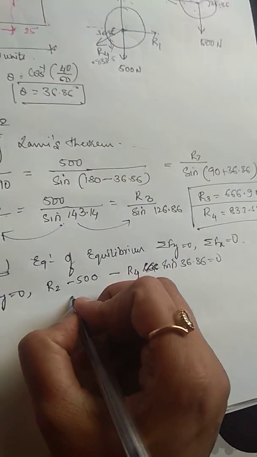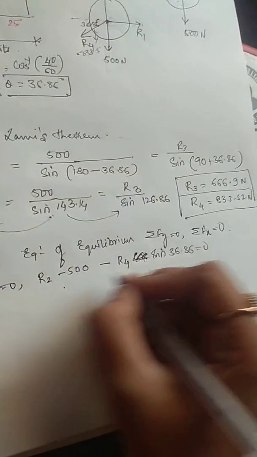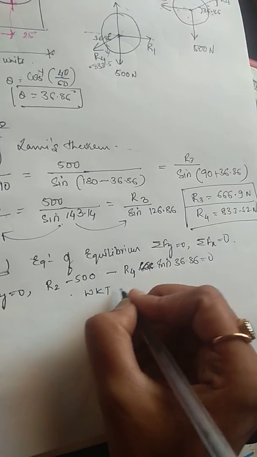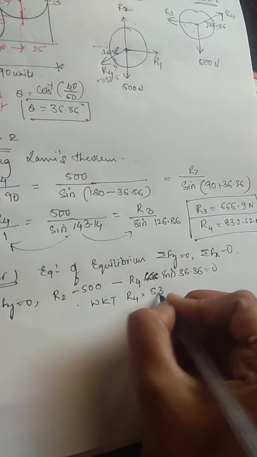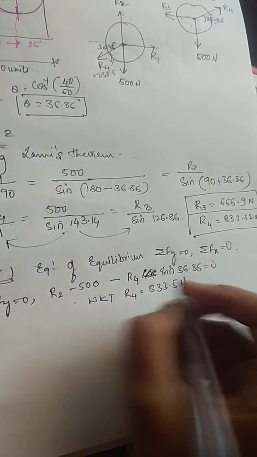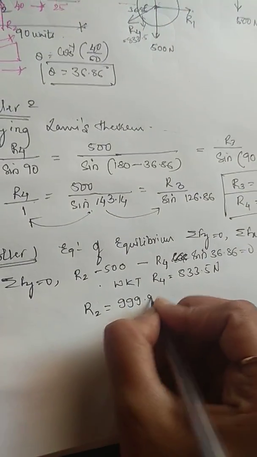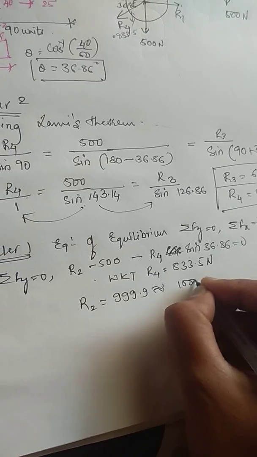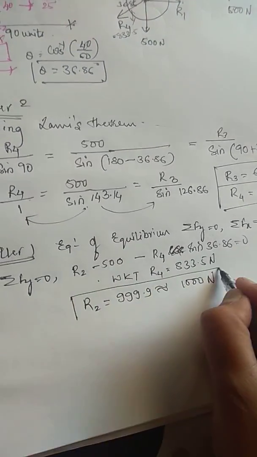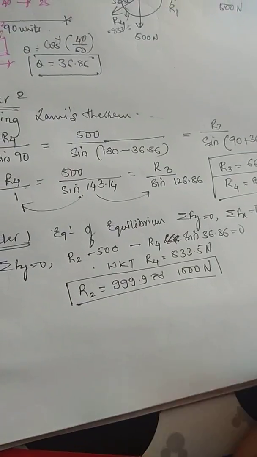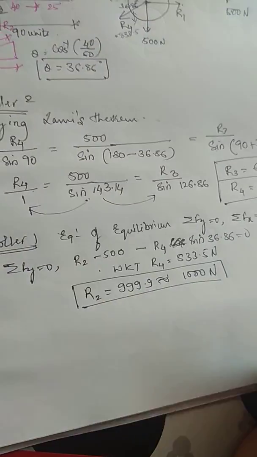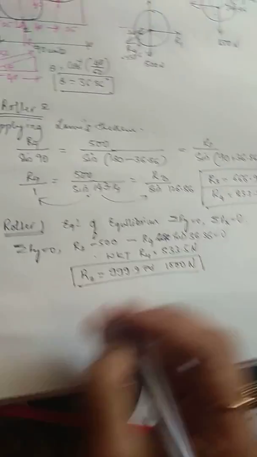Okay, so on solving this, because we know that R4 is 833.5 newtons, on substituting, I get the value of R2 to be 999.9. I take it approximately 1000 newtons. Only I had one unknown. R4 is known, only R2 is unknown. So we'll substitute in this, I'll get the value of R2.